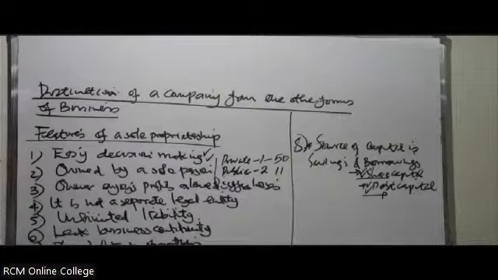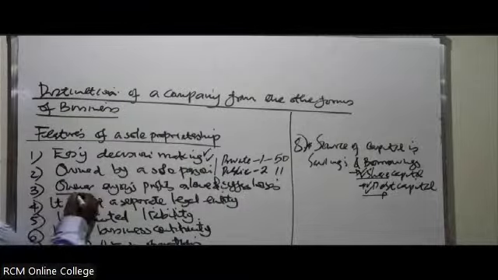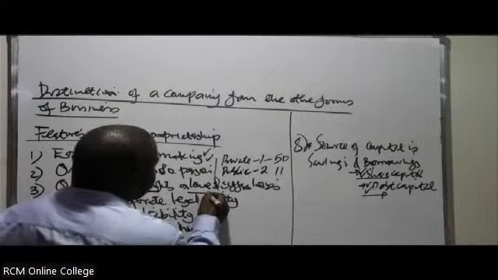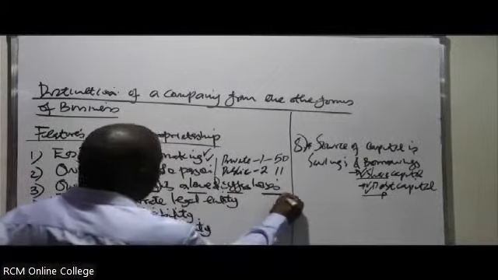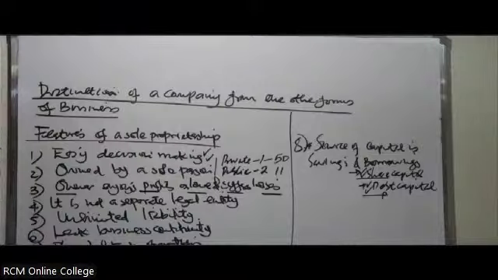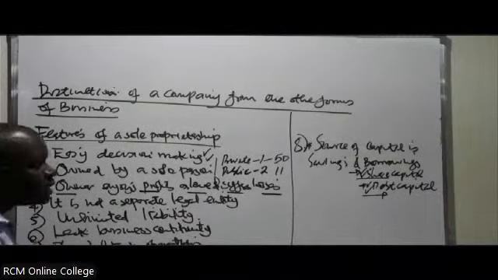The features. If you go to this one, the owner enjoys profits alone and suffers losses alone. What about the side of the company? What is the difference? On the side of the company, profits are shared amongst the shareholders in form of dividends.